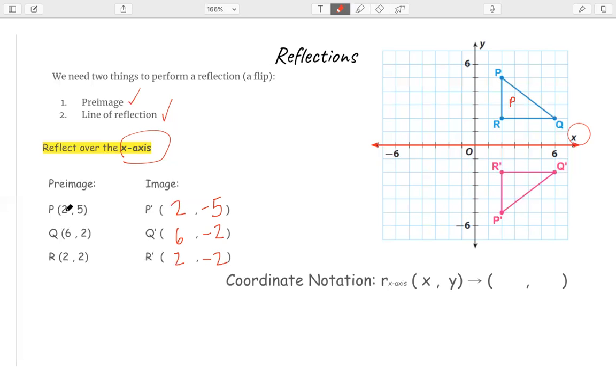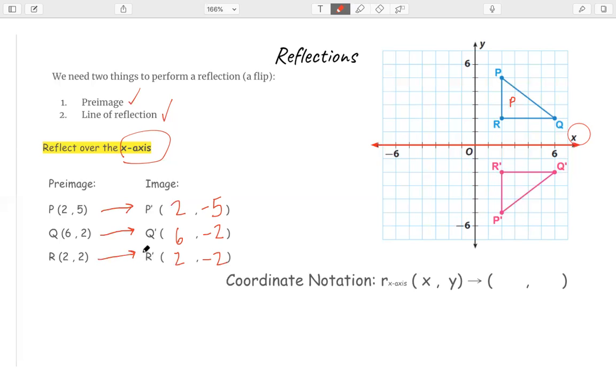Notice that the x-coordinates 2, 6, and 2 for the pre-image are exactly the same for the image, 2, 6, and 2. But take a look at what happens with the y-coordinate. We have a 5 for P, but when we transform to P', notice that the 5 becomes negative. The sign has changed. Let's take a look at point Q. The 2 transforms into a -2. And the same happens for point R.